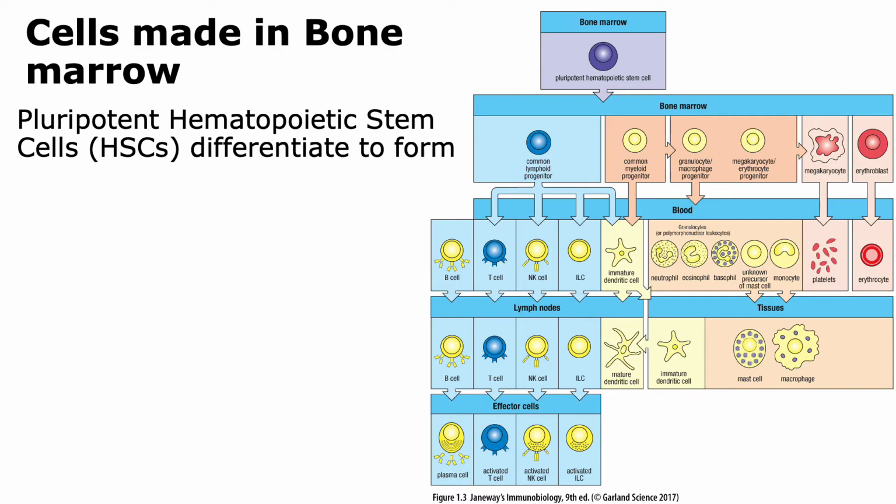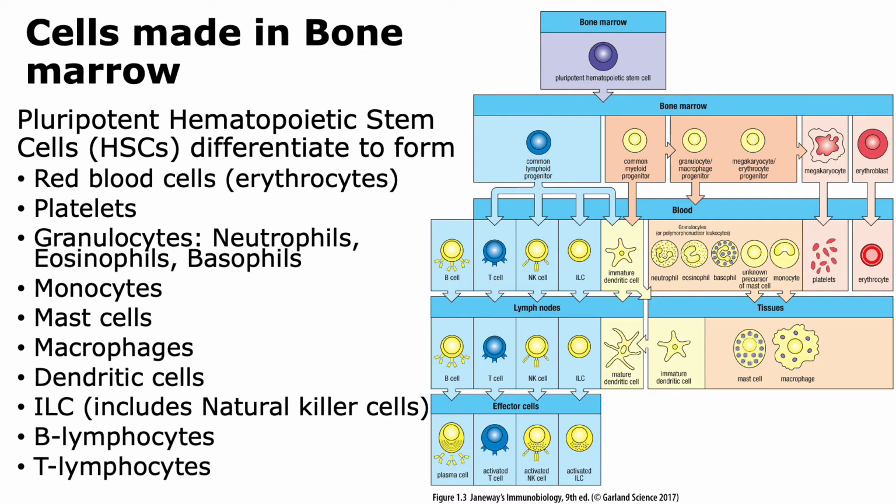All blood cells, including immune cells, arise from the hematopoietic stem cells that are found in the bone marrow. The hematopoietic stem cells are pluripotent because they can form a wide variety of cells that are listed here. Let us now look at how these different types of cells arise from the hematopoietic stem cells.